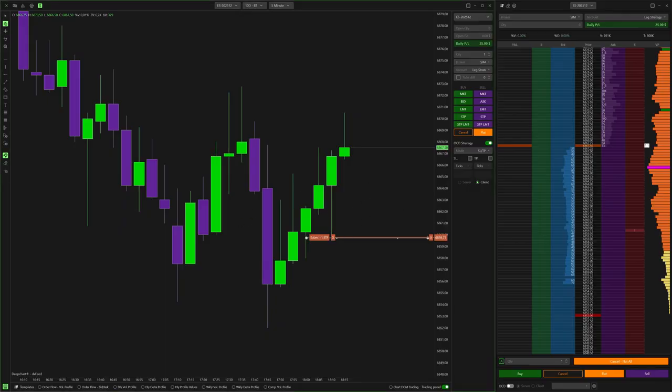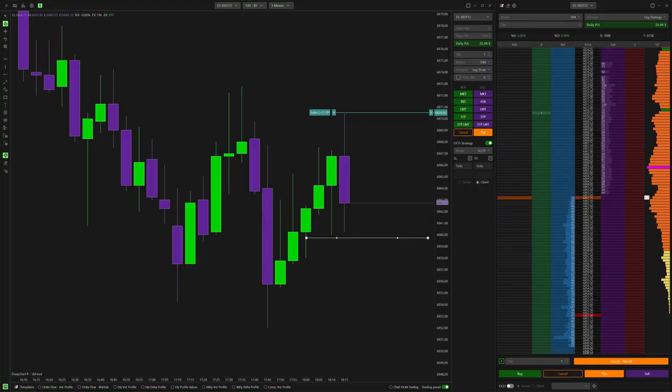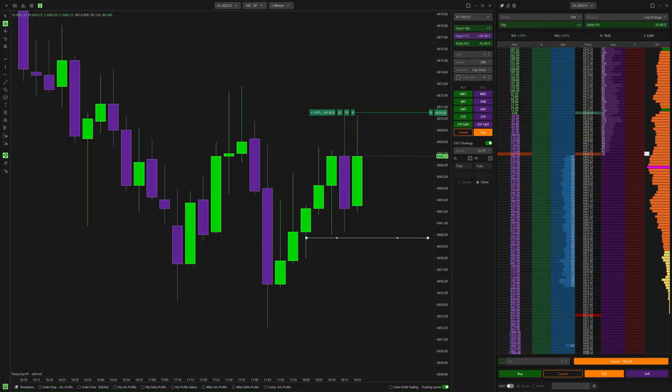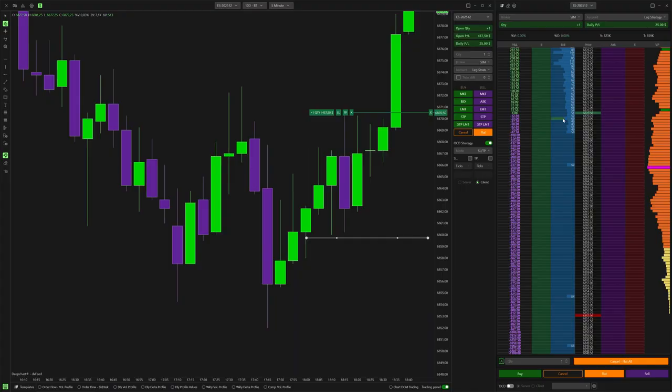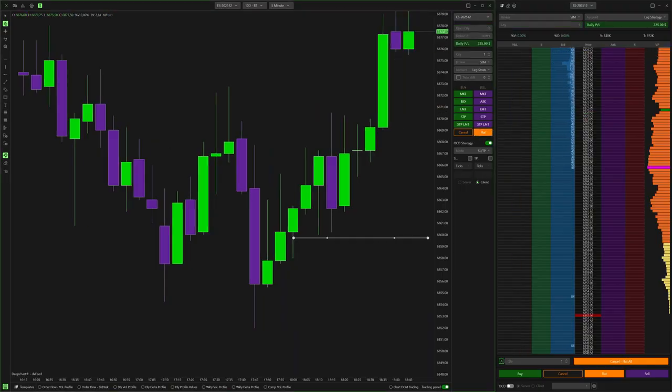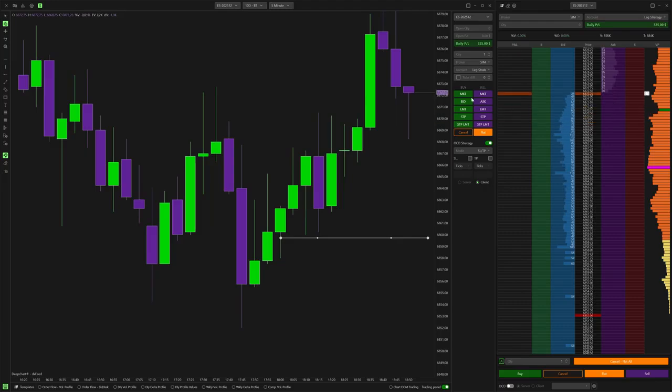Same thing if, for example, let's say I want to buy, I can buy stop only if I see this candle broken up. And there you go. I get filled and price broke out and we're profiting, so that's awesome, right? Okay, and that's how buy stops and sell stops work.